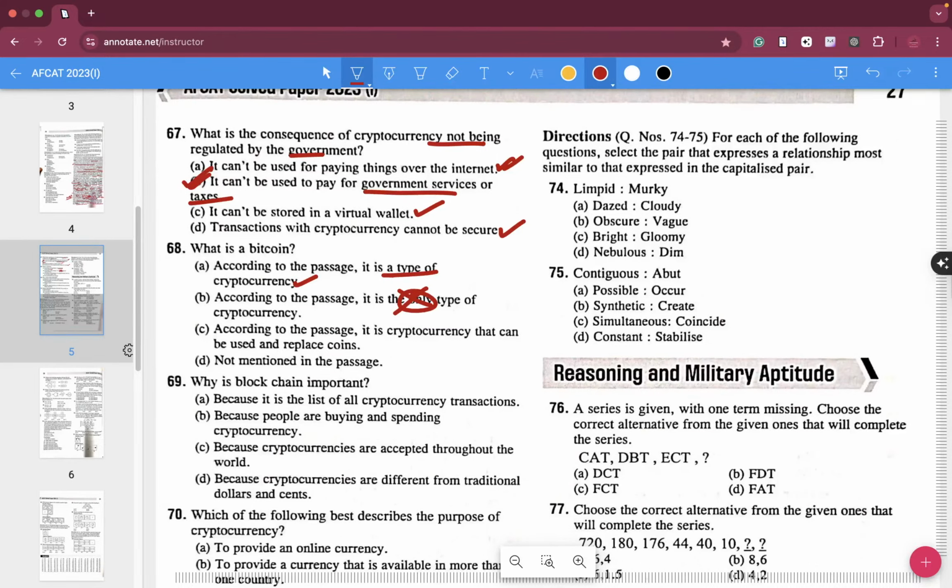Question number 68, right? Not the only type. This is not the only type, so B is definitely not the answer. It is a type of cryptocurrency, right? According to the passage, it is a cryptocurrency that can be used and replace coin. Okay, nowhere have they said that it has to be replaced. It may replace the coin, actually, yes, but I mean, it is not explicitly mentioned, right? So the more explicit mention over here is that it is a type of cryptocurrency, right? According to the passage, it is a type of cryptocurrency, folks, right?